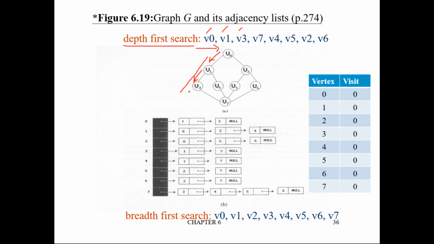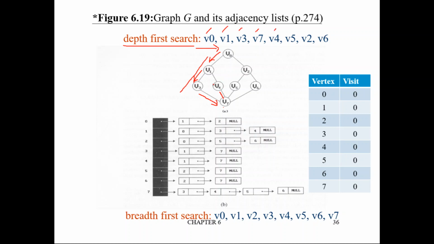Coming to this node, there is no left child, but it has another pointer to a node V7. Is V7 visited or not? Not visited, so visit it. Now from V7, see what is there. From V7, V3 is already visited. What about V4? Is it visited or not? Not visited, so visit V4.